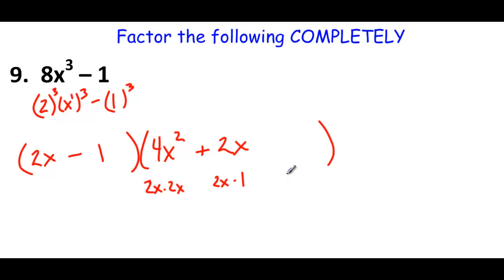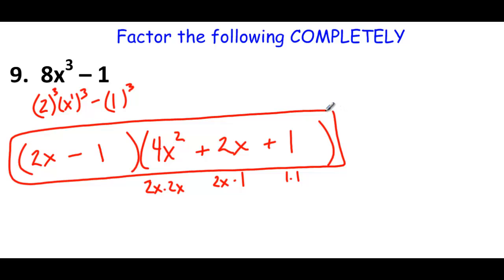And now how do I get the last term? You just take the last, or b value, and multiply by itself. 1 times 1 is a positive 1. And that is my final answer. And that is factored completely.